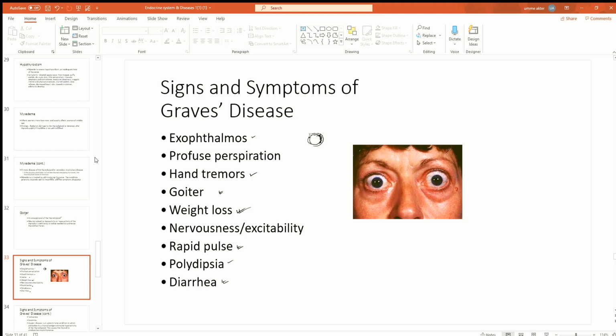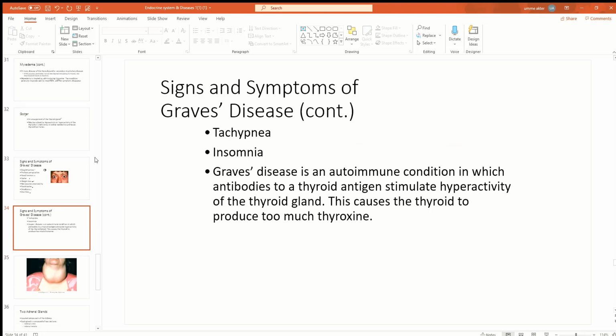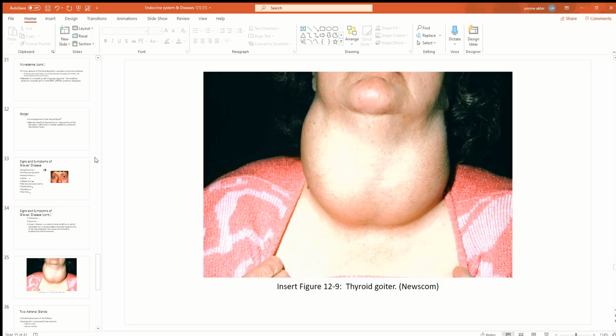So now tachypnea, heart rate will go up. Insomnia, the person will have sleeplessness. So those are the signs. Here you see a patient with goiter, enlargement of the thyroid gland.